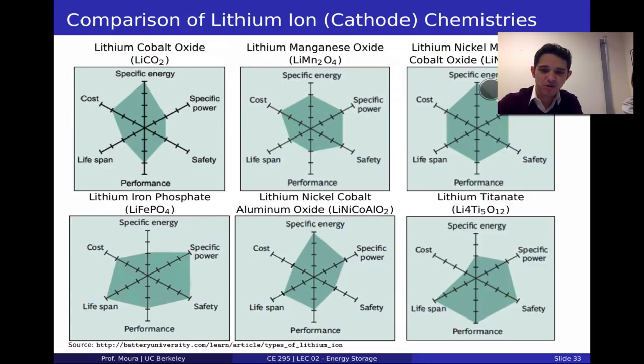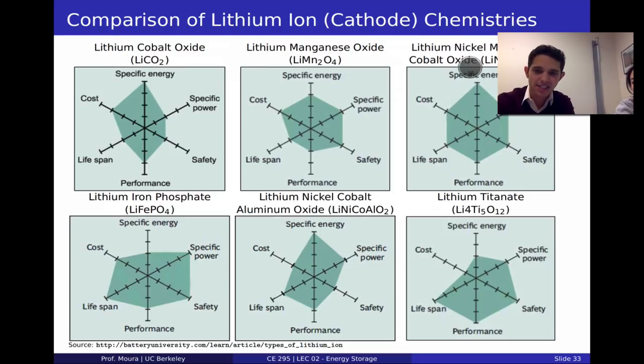Okay, there's some others that are kind of interesting. Let me switch over to the upper right: lithium, nickel, manganese, cobalt. So this is kind of a hybrid. It's got some nickel, some manganese, and some cobalt. These are very interesting because basically they have no weakness. They're moderate to excellent in everything.